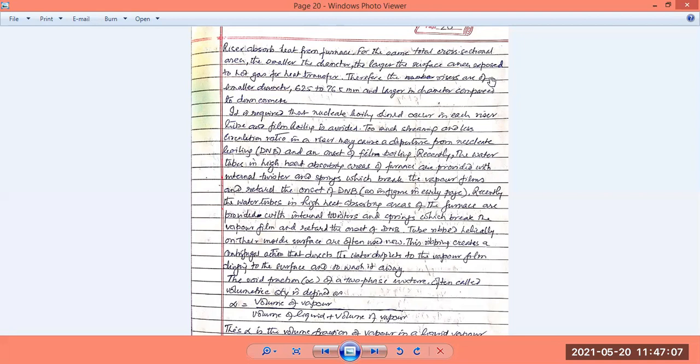Now, it is required that nucleate boiling should occur in each riser tube, and film boiling is supposed to be avoided. What is nucleate boiling, and what is film boiling?